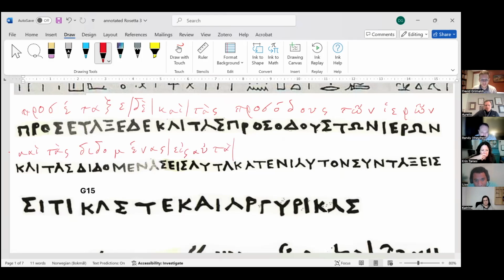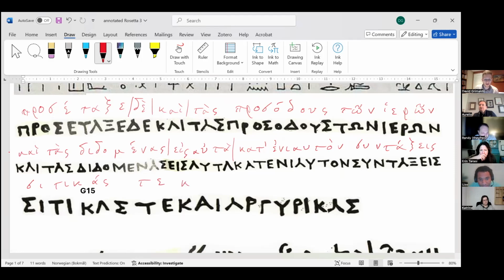Kata eniauton, or kateniauton. What does that say? Kateni auton. Auton. Oh, okay. Kateni auton. Oh, and then this is the word we had in hieroglyphs, syntaxis. Kat eniauton syntaxis. Sitikas. That's a sigma. Sitikas, yeah, sitikas.